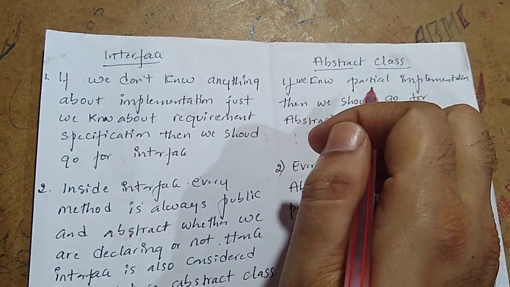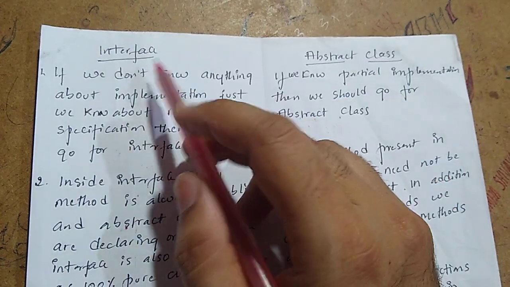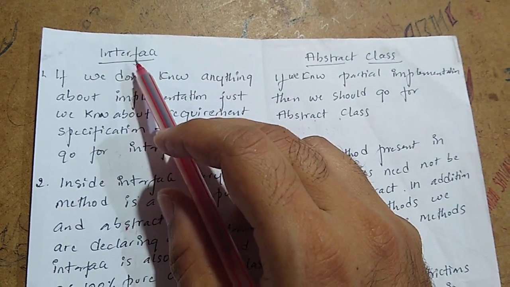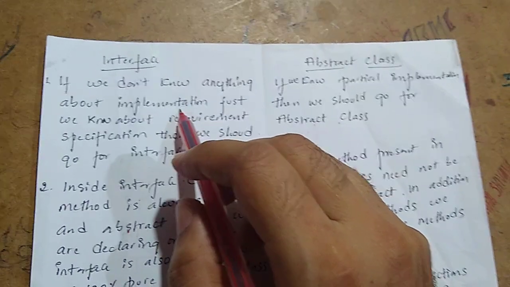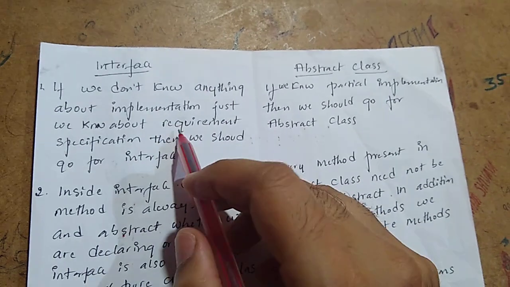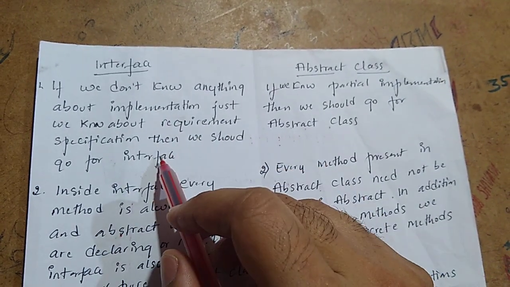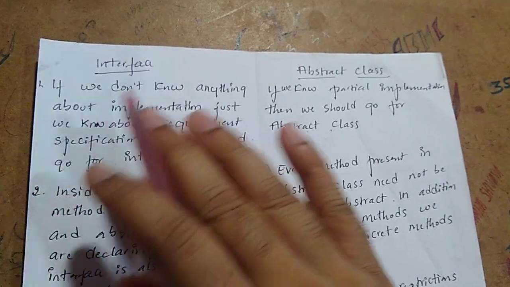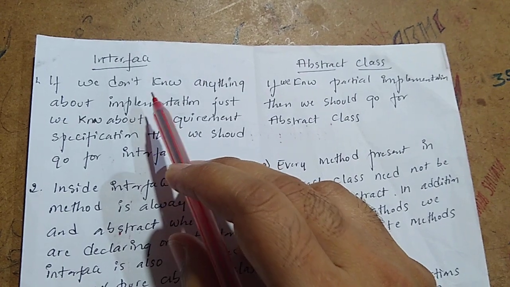In both the interface as well as the abstract class, we'll find a function without any definition. But you go for an interface only if you don't know anything about implementation. If you are writing code and you don't know anything about implementation, and we just know the requirement specification, then we should go for an interface.